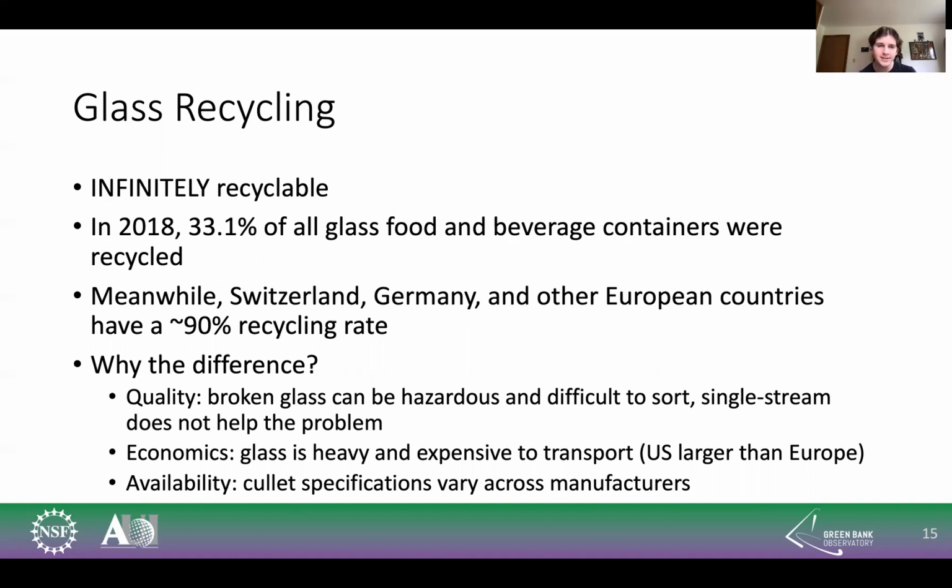One is the quality of the glass. For us, our more common single stream systems have a greater issue sorting broken glass, which can not only slip through the cracks, but can also make its way into non-glass sorted materials, which can cause hazardous scenarios and contamination. Another component of this is the fact that unlike Europe, we don't tend to have many explicit glass recycling facilities.